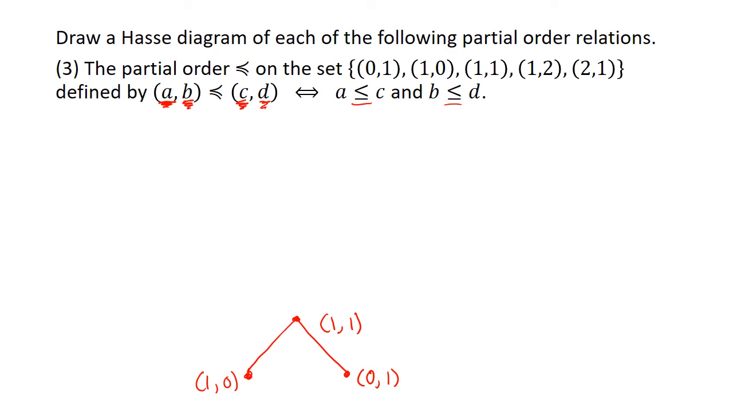And then let's see, 1, 2, and 2, 1. Both 1, 2 and 2, 1 are going to be above 1, 1, but neither of them is above the other. So I'm making like a little X here, like this. This is going to be 1, 2, and this is going to be 2, 1. It doesn't really matter which order you put them on from left to right. They just both need to be above 1, 1, and neither of them should be above the other. Okay, so that is that.